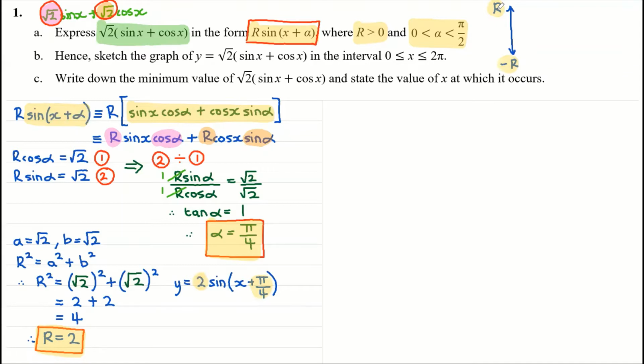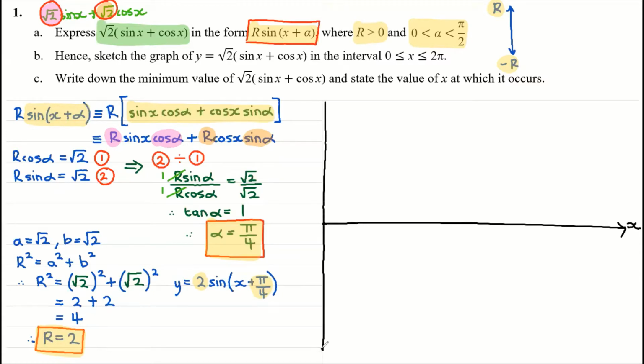So you could go ahead and do part C straight away if you like, but I think to get the x coordinate, I should say, it's probably better to do the sketch first. So we're going to sketch for the domain specified, and we're giving you space to do this. So from 0 to 2 pi, use all the space you've given.